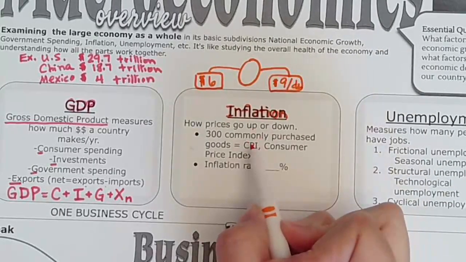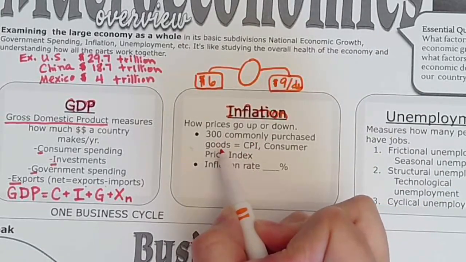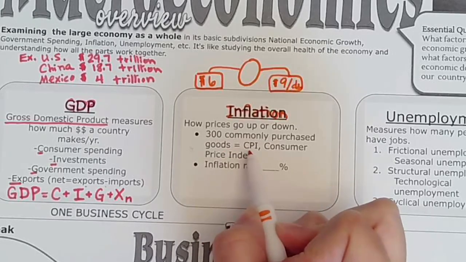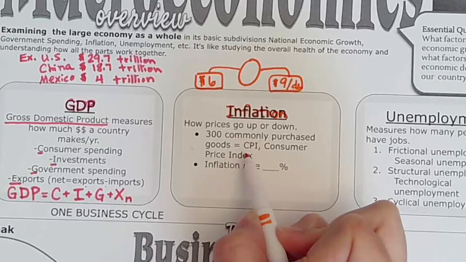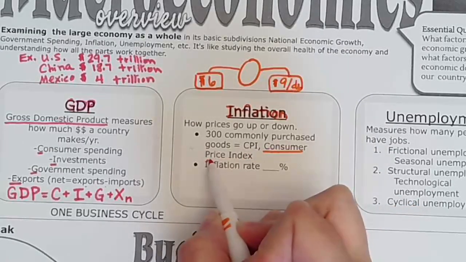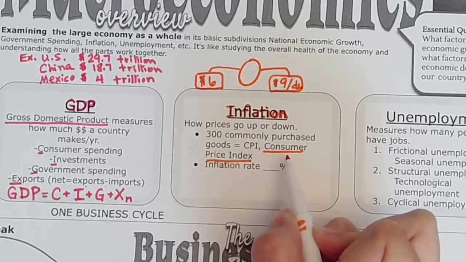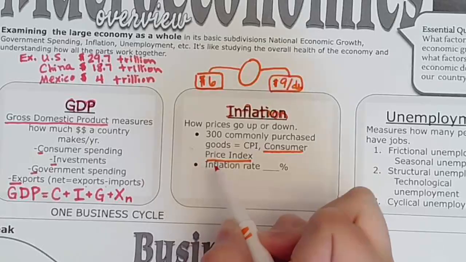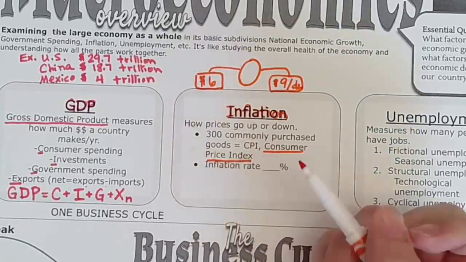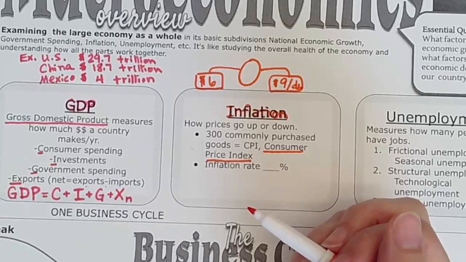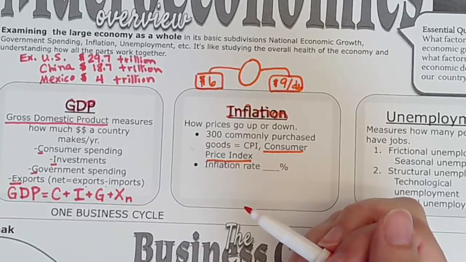Okay, and that is one of the items that will end up on this list of 300 commonly purchased goods. That list is called the CPI. There's that abbreviation we love to use in English again. And it is the Consumer Price Index. Say that with me. Consumer Price Index.